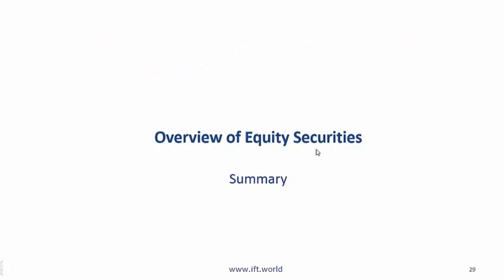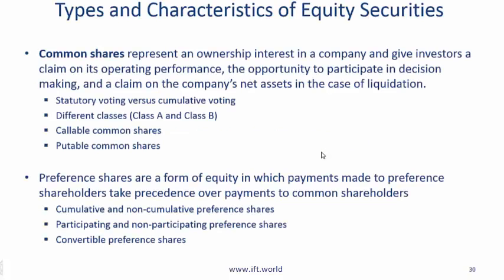We now come to overview of equity securities. Types and characteristics of equity securities. Common shares represent an ownership interest in a company and give investors a claim on its operating performance, the opportunity to participate in decision making, and a claim on the company's net assets in the case of liquidation. So this is just a basic definition of common shares.